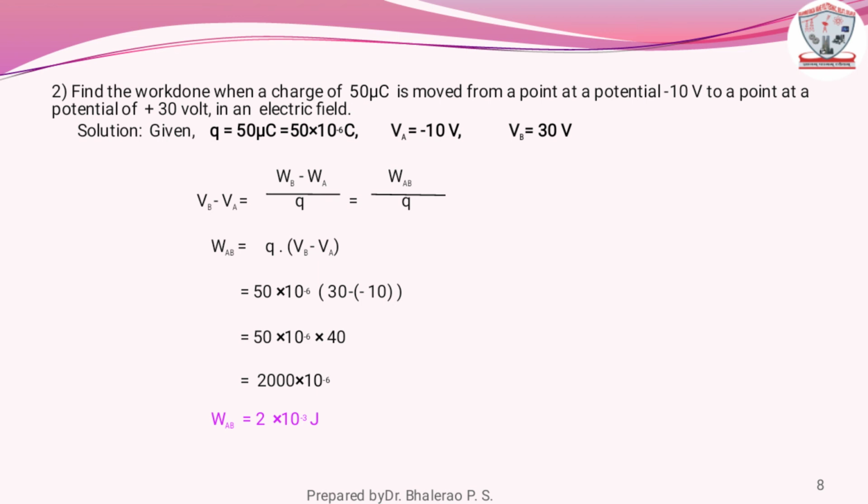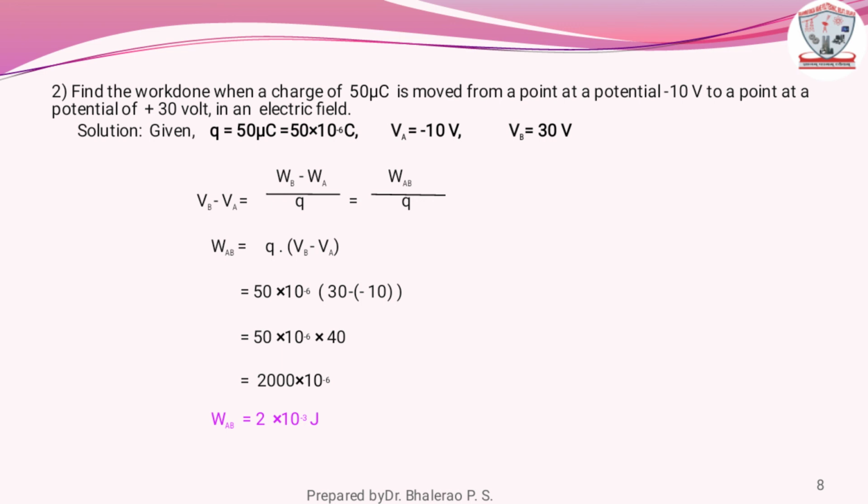Now the second example: find the work done when a charge of 50 microcoulomb is moved from a point at a potential of minus 10 volt to a point at a potential of plus 30 volt in an electric field. Then the solution. First of all, given Q is equal to 50 microcoulomb, which is converted into coulomb, equal to 50 into 10 to the power minus 6 coulomb.